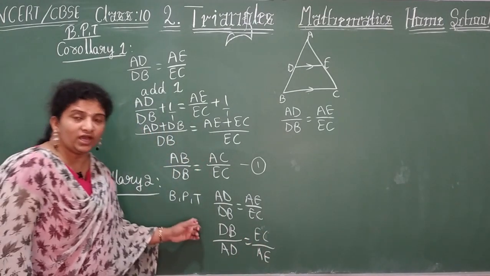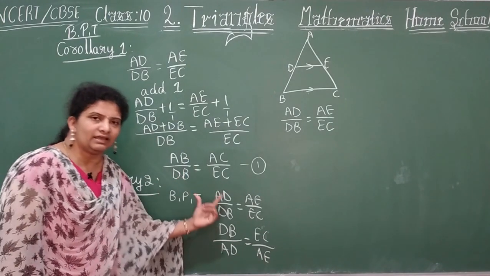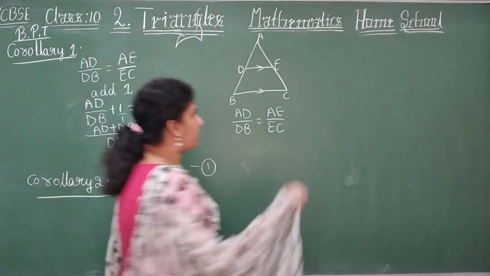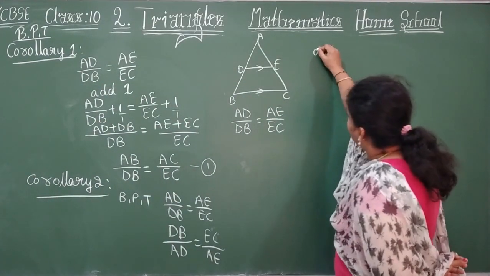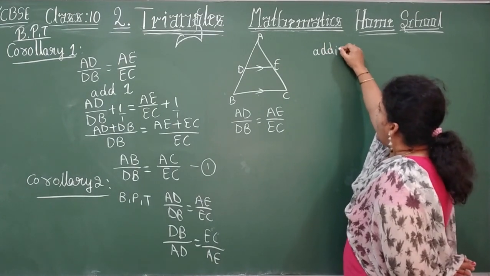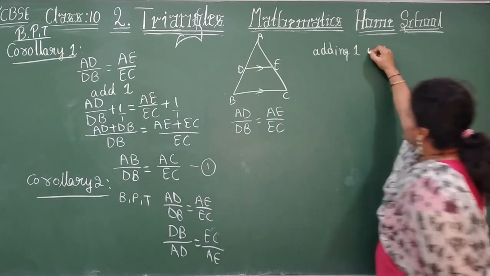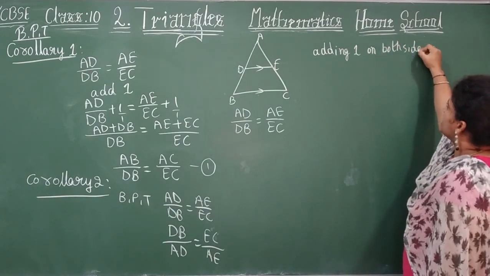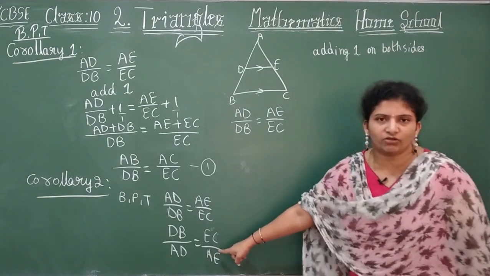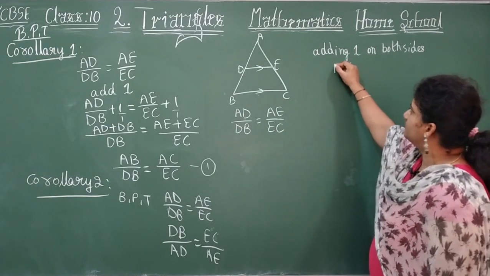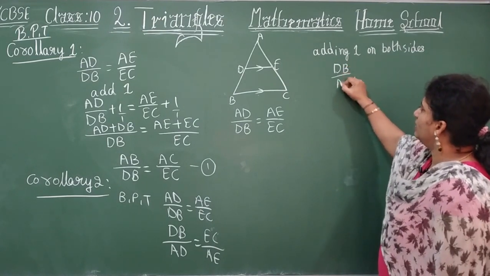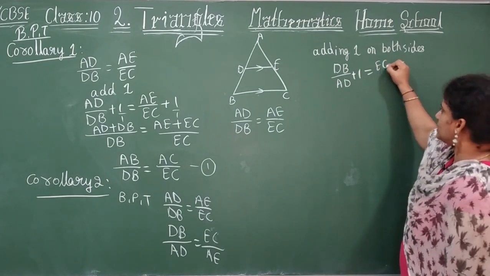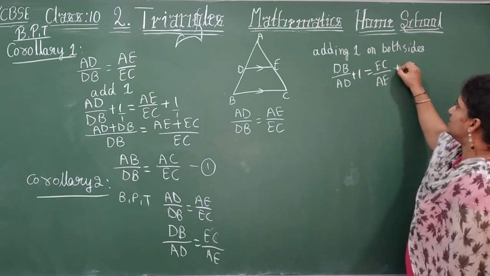So what did you do here to get corollary 2? Take the BPT ratio, do the reciprocal, then your next step. Look here, next step: adding 1 on both sides. What are you going to get for this? You need to add 1, children. That is DB by AD plus 1 is equal to EC by AE plus 1.